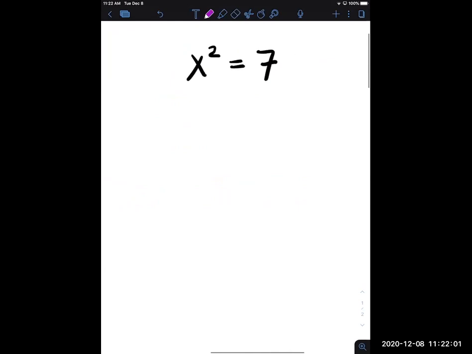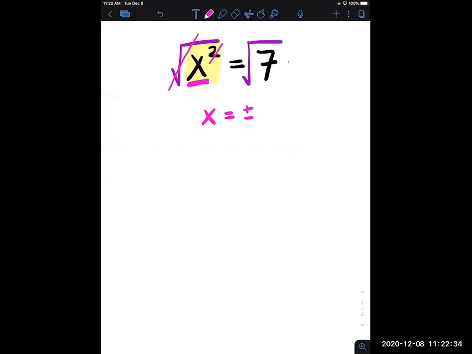A similar problem is if I have x squared equals 7. Once again, the first step is to get the squared term by itself. And in this case, it already is. The second step is to take the square root of both sides. When you take the square root of both sides, the square root and the square cancel out. And in this case, it leaves us with just an x. And remember, when I take the square root of a number, it needs to be a plus or a minus. So that always goes there.